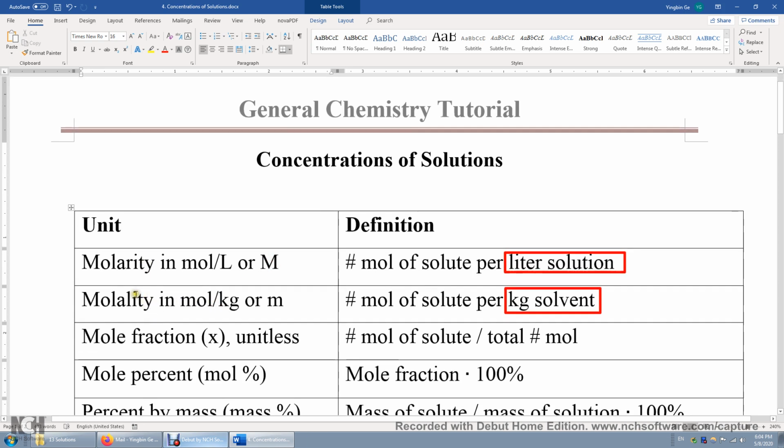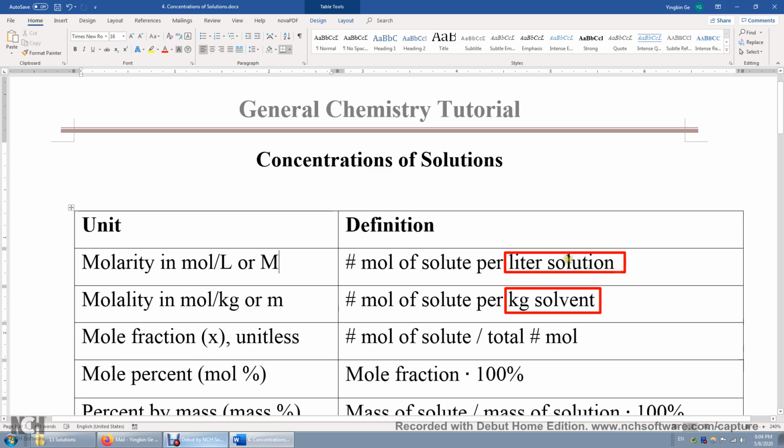The second most commonly used unit in chemistry is molality. It's the number of moles of solute dissolved in 1 kilogram of solvent. The shorthand notation is lowercase m. Again, it's the number of moles of solute per kilogram of solvent. Why do we need these two different definitions, different concentrations?